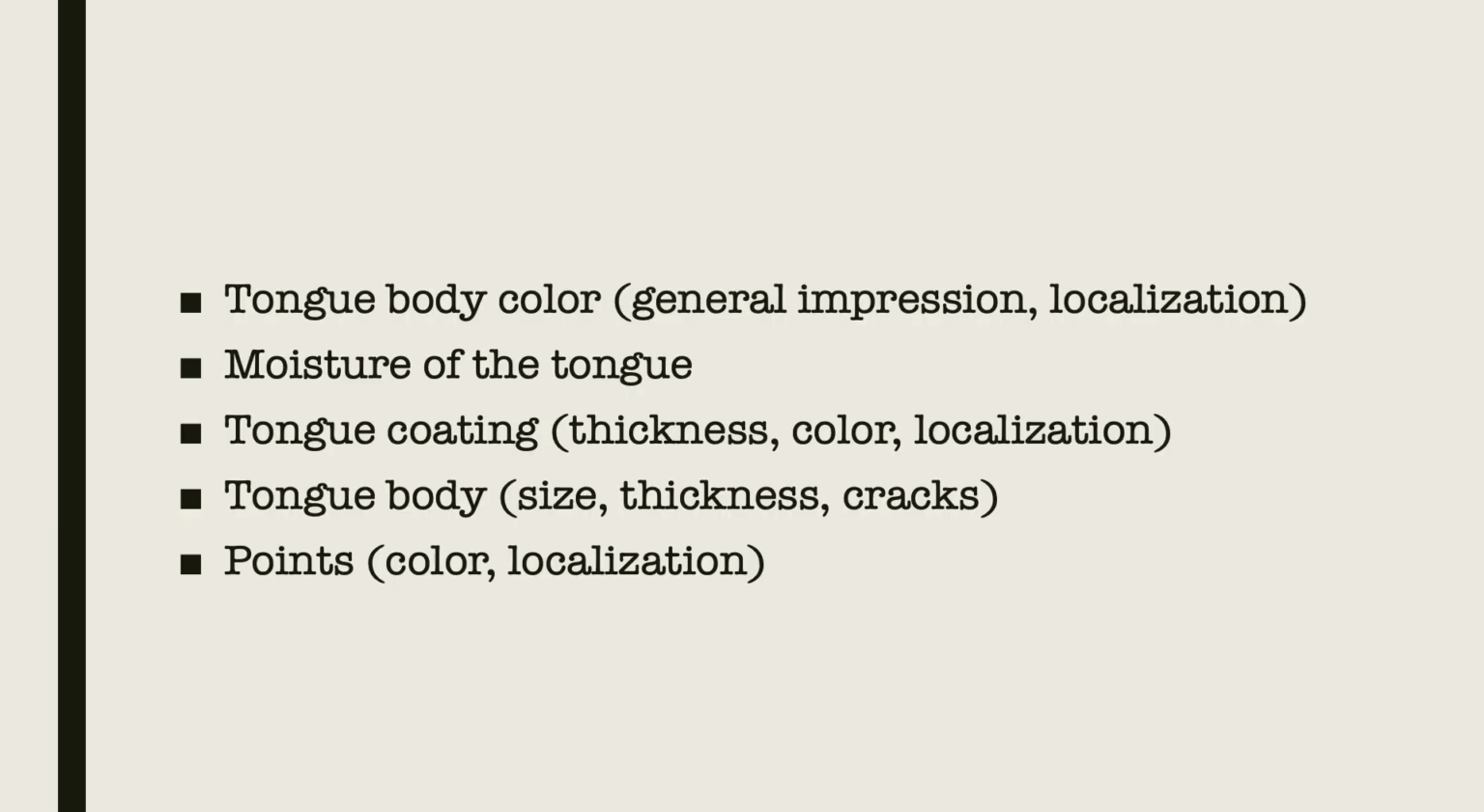The therapist must examine the following areas: tongue body color, to give us the general impression and localization, moisture of the tongue coating, which includes thickness, color, localization, the tongue body, the size, the thickness, the cracks, and the points. We observe the color, and we note localization.